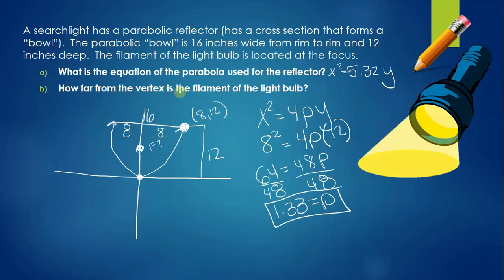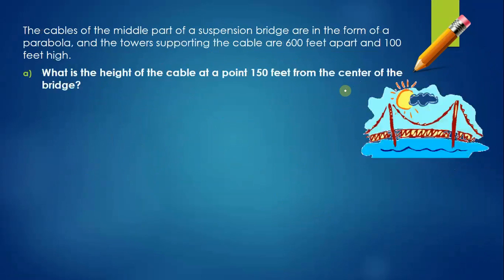How far from the vertex is the filament of the light bulb? Well, that tells me they want to know the distance between the vertex and my focus. That's just our p-value. So it's 1.33 inches away from one another for part B. So all this is sometimes, guys, is just knowing what they are asking, what they want, and what they don't want, that kind of information.